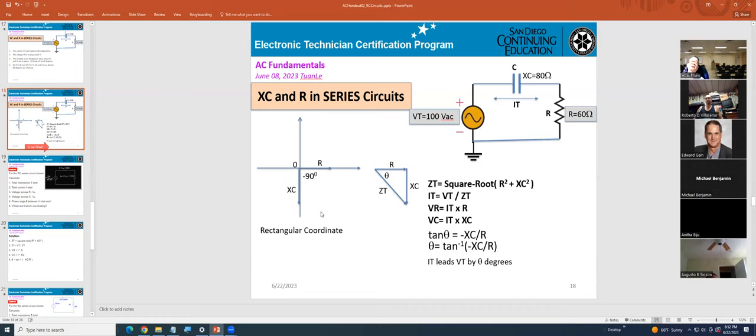So that's a rectangular coordinate. Now you can draw the polar here. R goes this way, XC goes down. So you connect from this side to the other side, you get the angle theta here, and this is the total resistance. So I take Z total equals the square root of R squared plus XC squared. So if you want to calculate the total resistance, you cannot add 80 to 60. No. You have to use this formula.